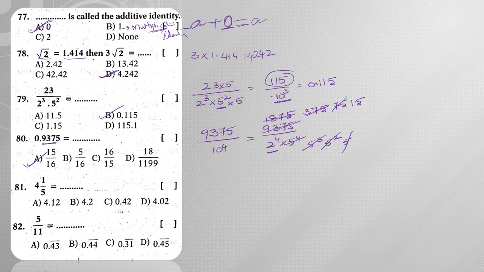Next 4 1 by 5. So 4 1 by 5 means, since it is a mixed fraction, 5 4s are 20, 21 by 5. So since it is in the form of 21 by 5, since we are having 5 in the denominator, if you multiply with 2 and divide with 2, then this becomes 42 by 10. So 42 by 10 is nothing but 4.2.